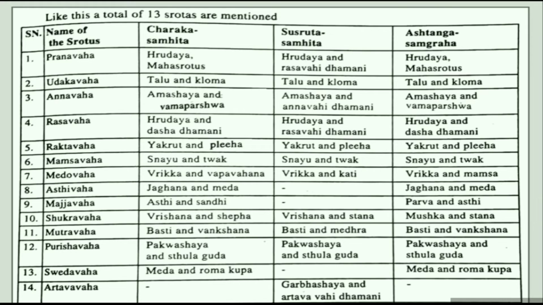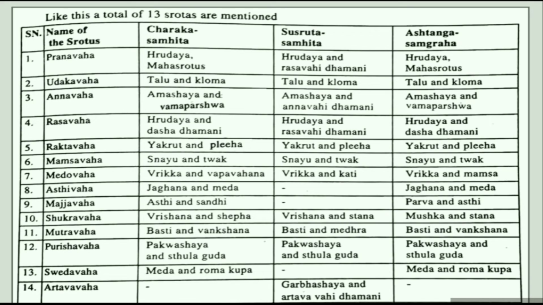The root of Rasavaha Shrotas according to Charaka Samhita and Ashtanga Hridaya are same. They are Hridaya and Dashadhamani. But according to Shushruta Samhita, the roots are Hridaya and Rasavahi Dhamani. The roots of Raktavaha Shrotas are Yakrit and Pliha according to all Charaka Samhita, Shushruta Samhita and Ashtanga Sangraha. The roots of Mamsavaha Shrotas are same according to Charaka Samhita, Shushruta Samhita and Ashtanga Sangraha. Medavaha Shrotas roots are Vrikka and Vapavahana according to Charaka Samhita, Vrikka and Kati according to Shushruta Samhita, Vrikka and Mamsa according to Ashtanga Sangraha.